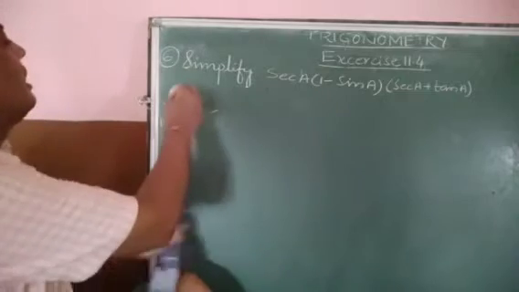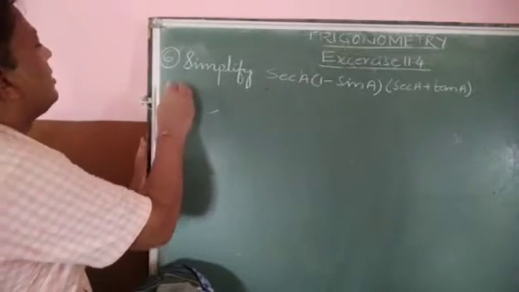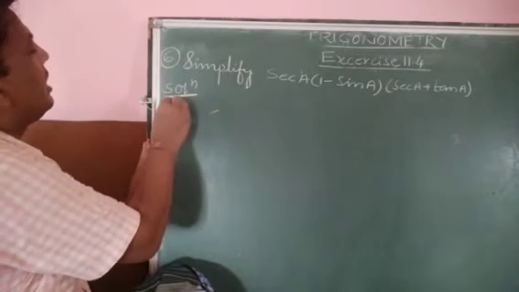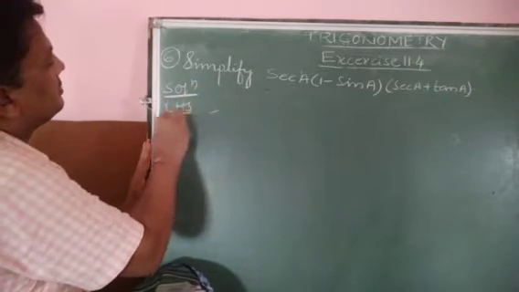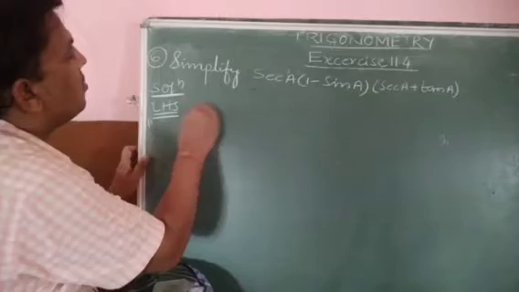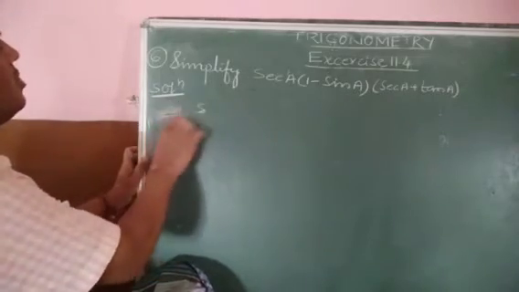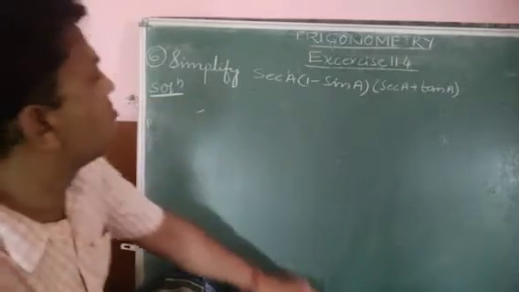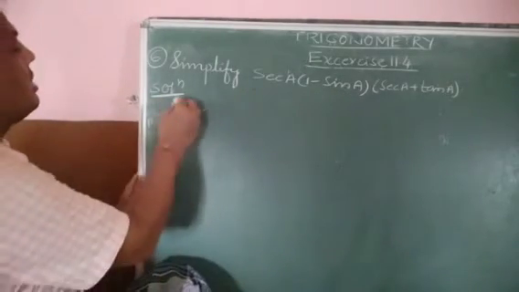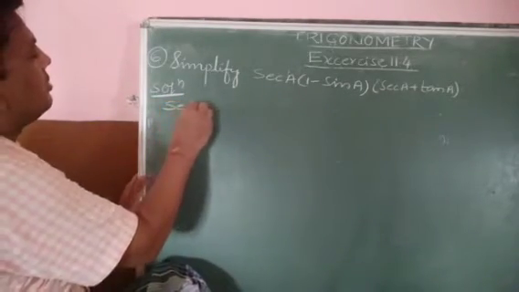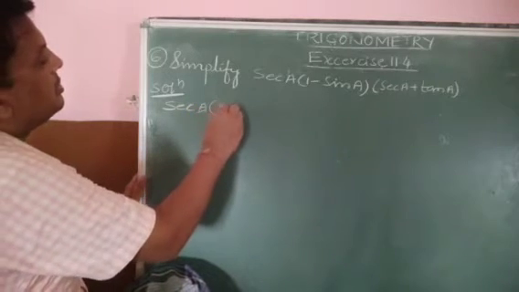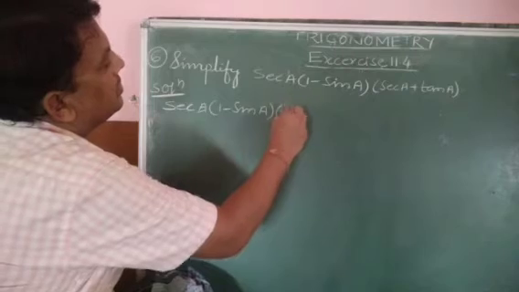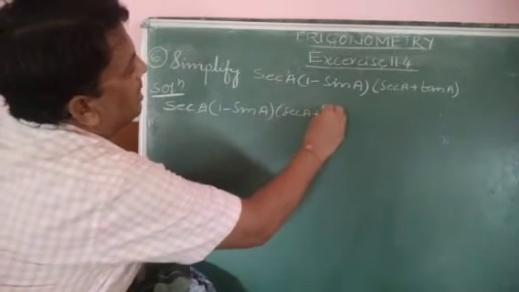Okay children, so let's take the left hand side. Only one side is there, children, sorry. No left hand side and right hand side, because it's not a proof. Simplification is there. So you can write directly sec a into 1 minus sin a into sec a plus tan a.